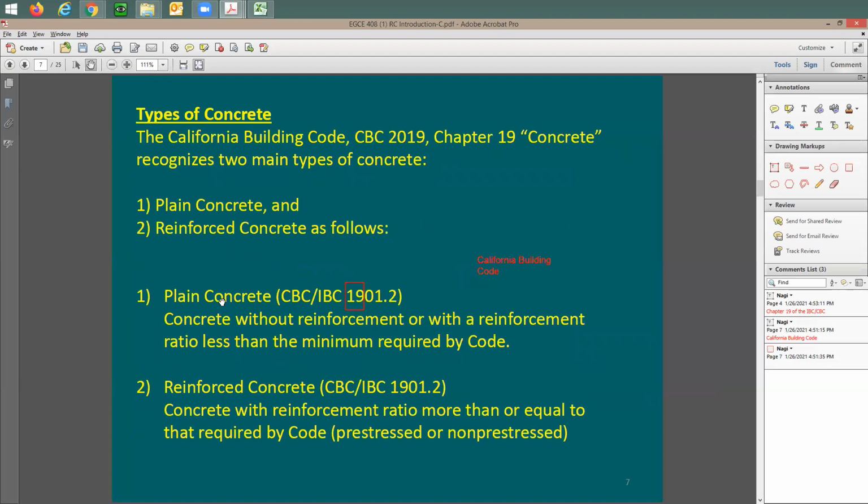So what it says here, plain concrete is concrete with no reinforcement. So if you have no reinforcement at all, you call it plain concrete. Or you have a little bit of reinforcing. What do I mean by this? It means that you put some reinforcing, but the amount of reinforcing is below the minimum required by the code. Which code? Of course, the ACI, which is the same as the CBC.